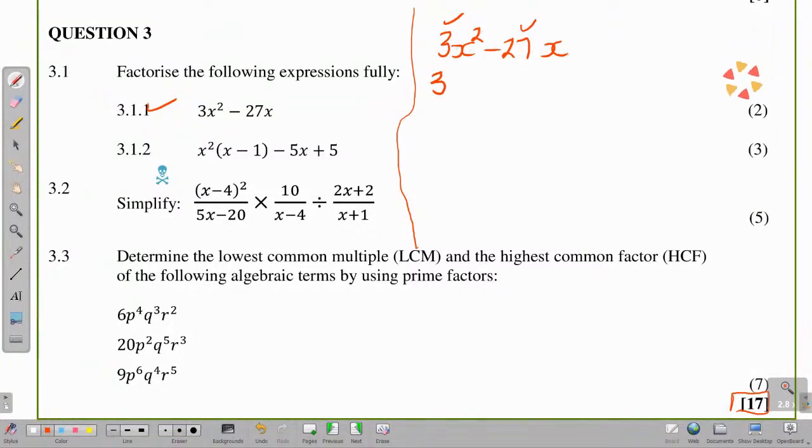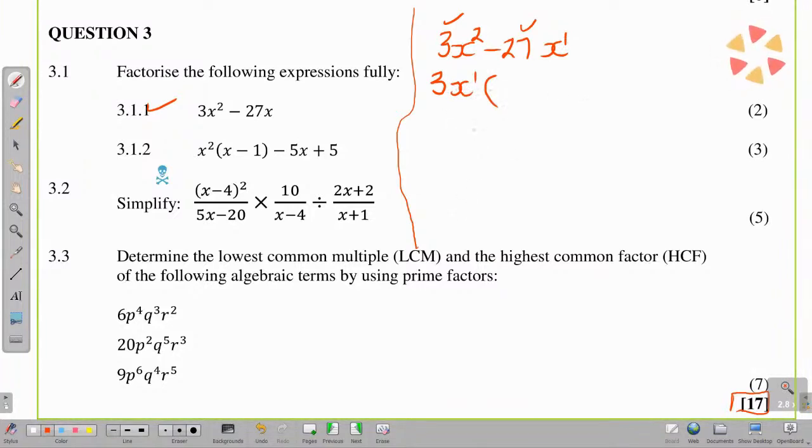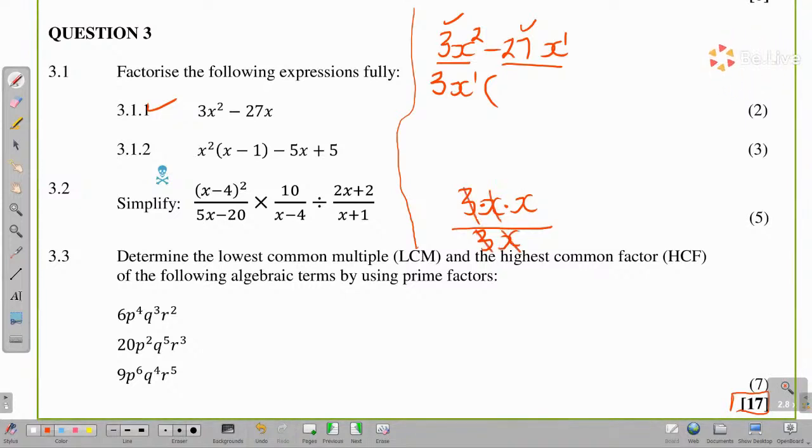Whenever you come to x squared and x, the power that is hidden there is 1. Take the smallest power, which is x to the power 1. Whenever you are looking at a common factor, what you're simply doing is dividing each of these by the common factor, which is 3x. So 3x squared, remember, is 3 times x times x, over 3x. That will cancel, and only 1x will remain. That's what you write inside there.